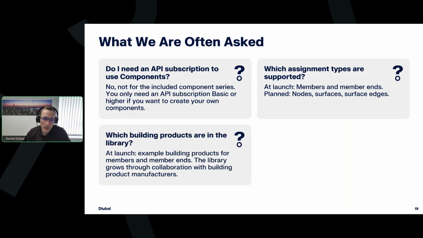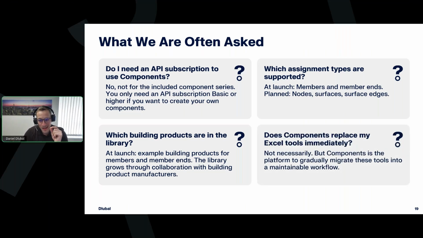Which building products are in the library? Right now, we are supporting members and member ends, and the library grows through collaboration with other suppliers and manufacturers. We are already in touch with some manufacturers, and you will see that you can basically do some dowels, connectors, joist hangers.